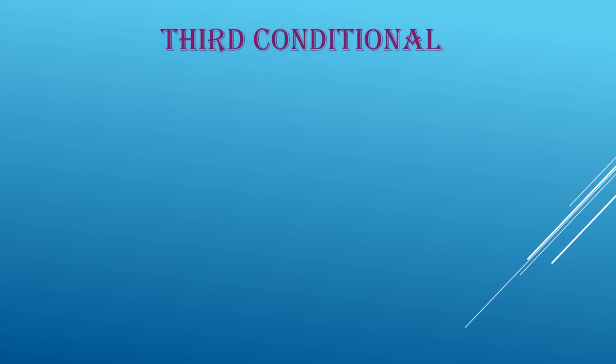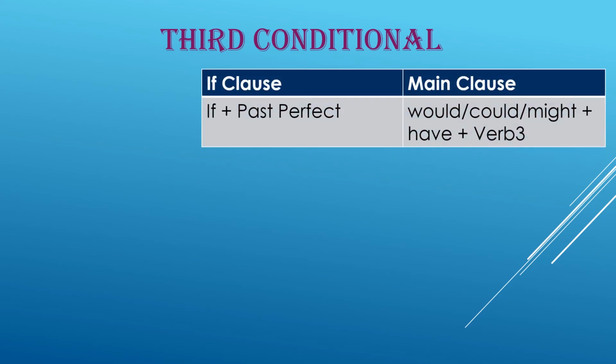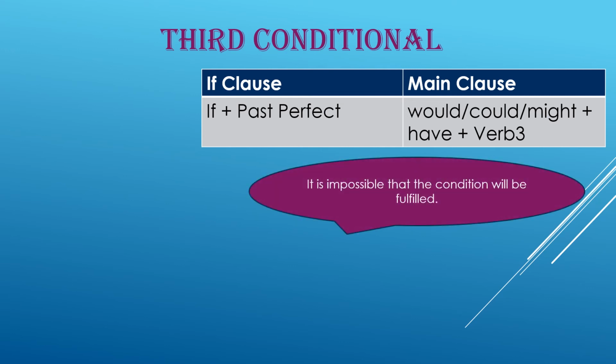Next comes the third type of conditional sentence. In this type of conditional sentences, the if clause is in the past perfect tense, and in the main clause, after the subject, you have to use would, could, might, plus have, plus verb. Actually, this type of third conditional sentences are impossible. That means the condition will not be fulfilled.